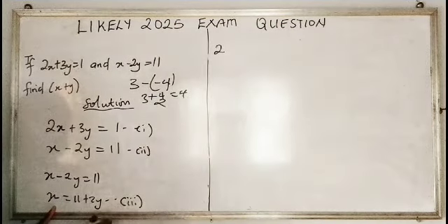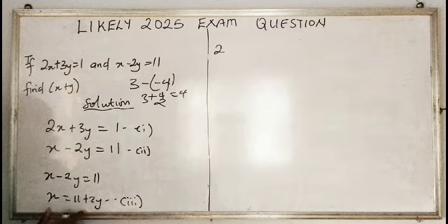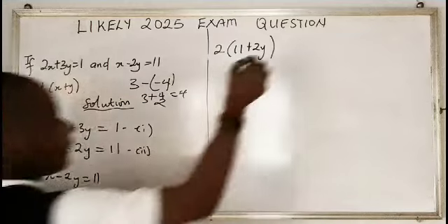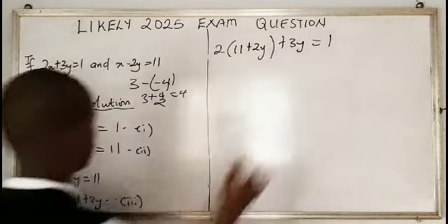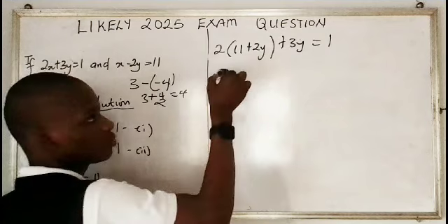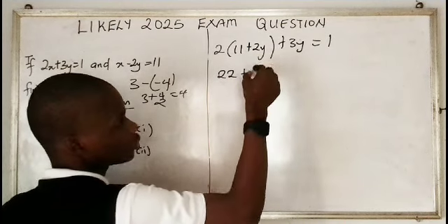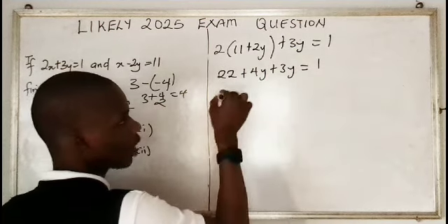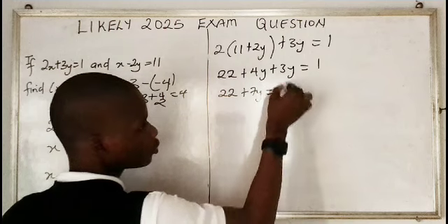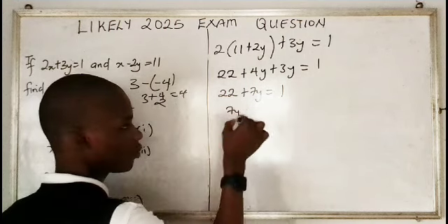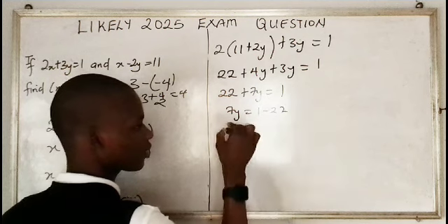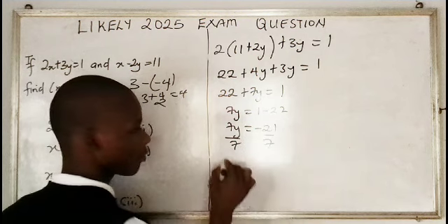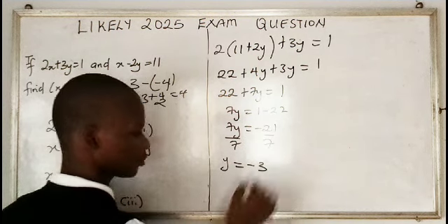So we are going to be having 2x. Remember, x is equal to 11 plus 2y. So in place of x now, I'm going to put 11 plus 2y. So I'll have 2 bracket 11 plus 2y close bracket plus 3y equals 1. So open the bracket. 2 times 11 gives me 22. Plus 2 times 2y will give me what? 4y plus 3y equals what? 1. So I'll have 22 plus 7y equals 1. So if I collect that, I'll have 7y equals 1 minus 22. That will give me 7y equals minus 21. Divide both sides by 7. I will have y is equal to minus 3.